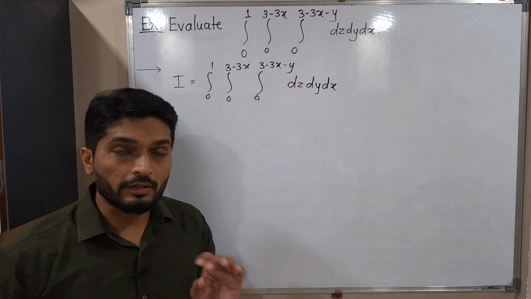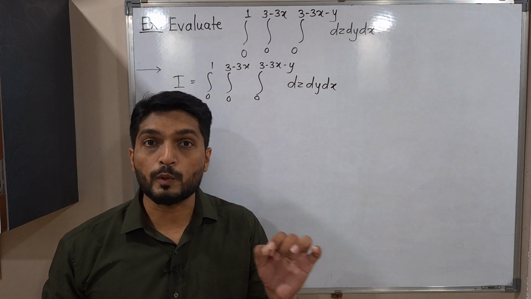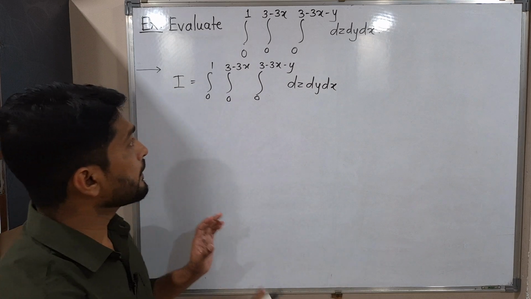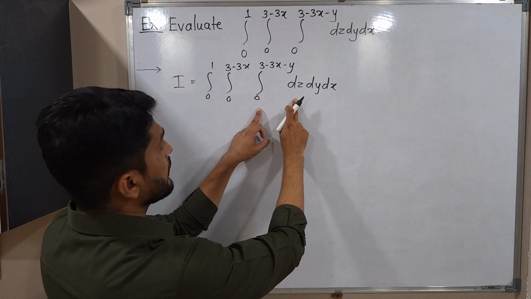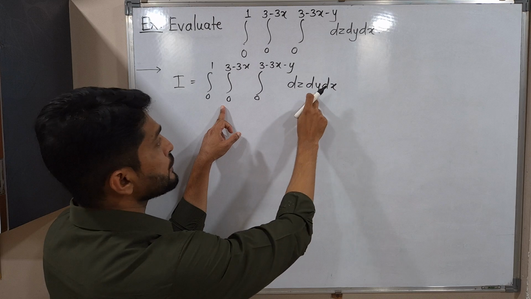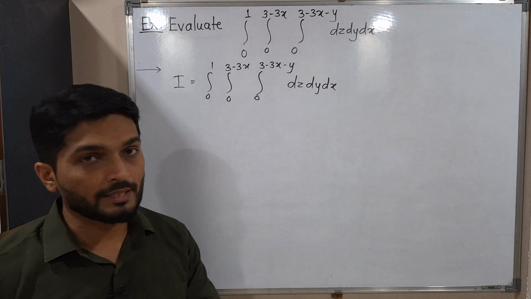You can easily see three integrations are there, three variables are there. That means each integral corresponds to one variable. The procedure is first we solve the inner integration, which is with respect to z. Then we solve the middle integration, which is with respect to y. And then we solve the outer integration, which is with respect to x. So let us start.